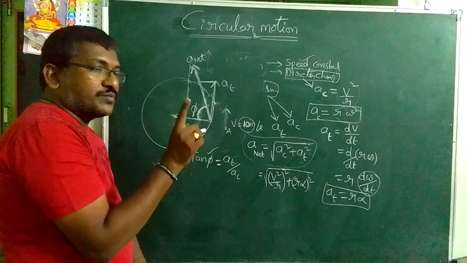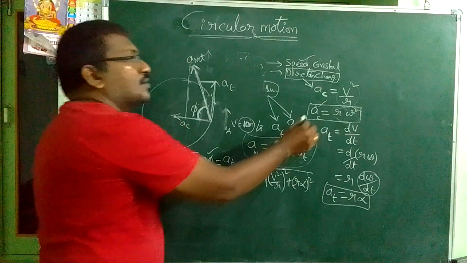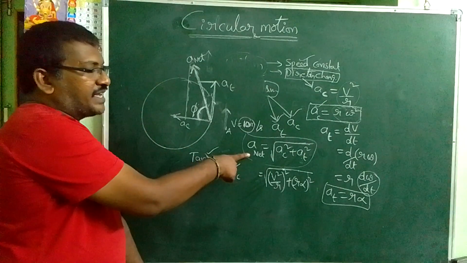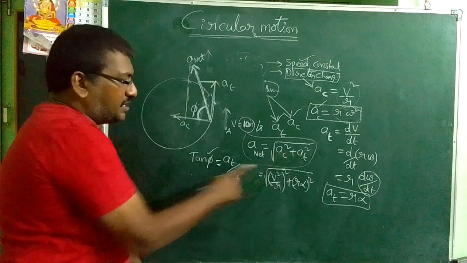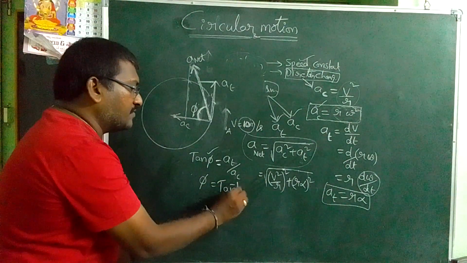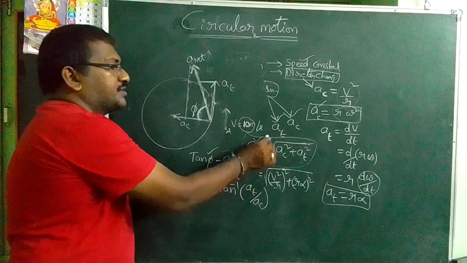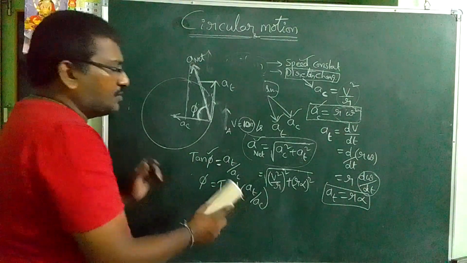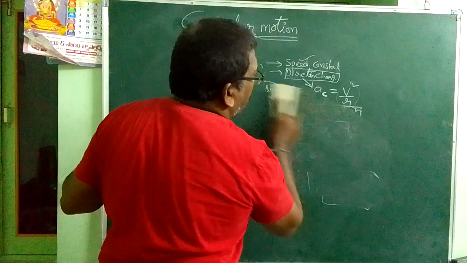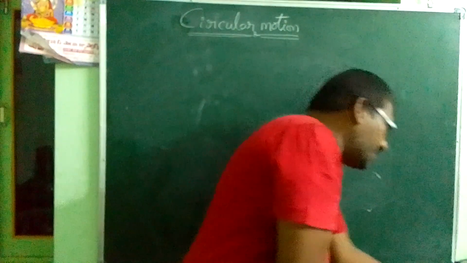In uniform circular motion we have only centripetal acceleration. In non-uniform circular motion, both centripetal and tangential acceleration are present. That's why the net acceleration has a magnitude and a direction. Direction means the angle phi is equal to tan inverse of AT by AC. So that is the magnitude and the direction. Now I am going to solve some problems with respect to circular motion, either uniform or non-uniform. See, just one problem is there.